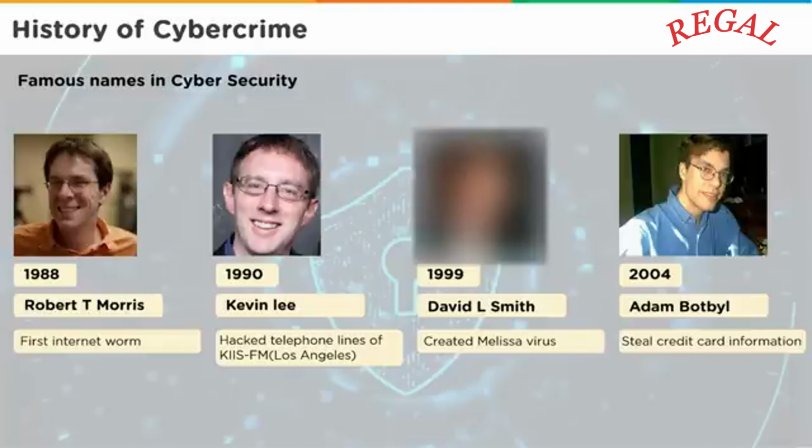These are some of the most famous faces in cybersecurity or earlier cybercrime. In 1988, Robert Morris, an American computer scientist and entrepreneur, is best known for creating what is called the Morris worm. This was way back in 1988, and it is the first computer worm that has been identified on the internet.